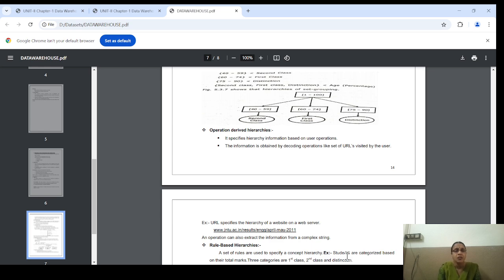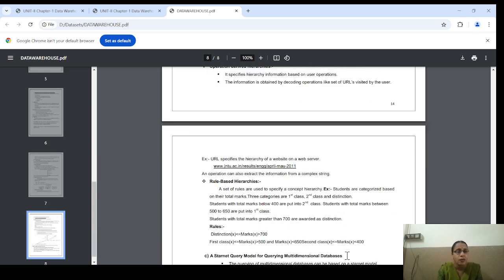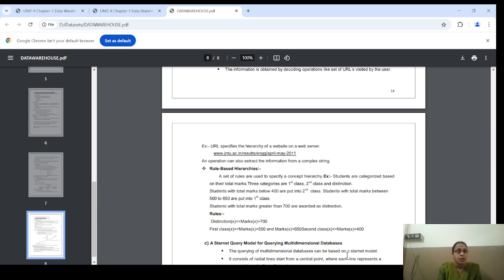Derived hierarchies specify hierarchy information based on user operation. The information is obtained by a set of URLs listed by the user. A URL specifies the hierarchy of a page on a website.